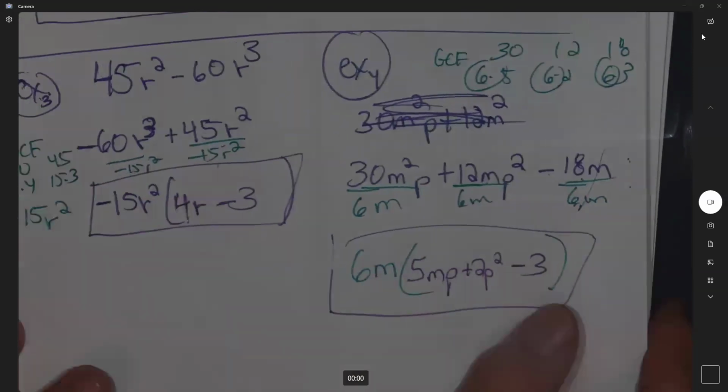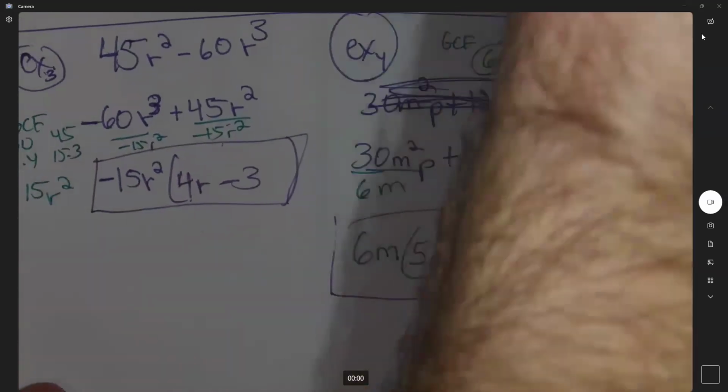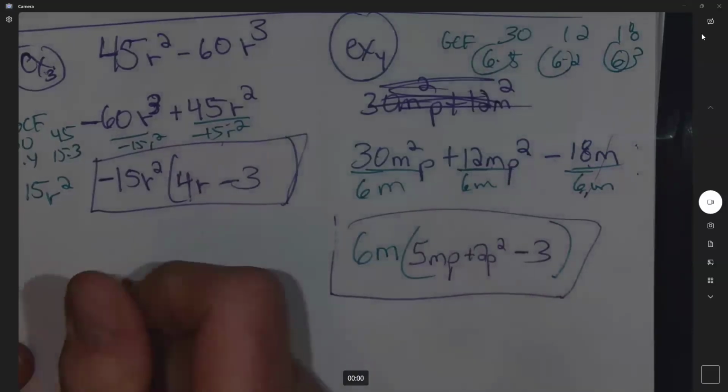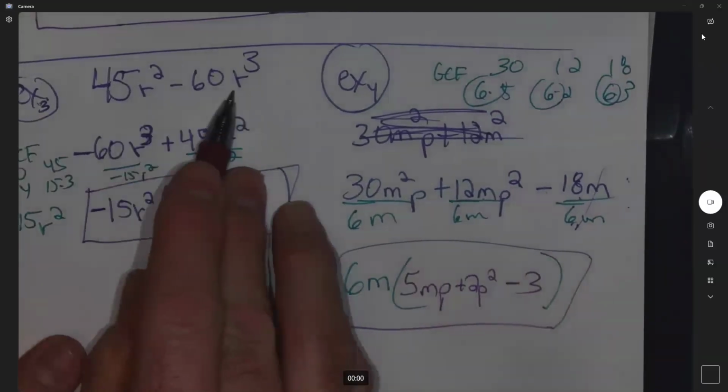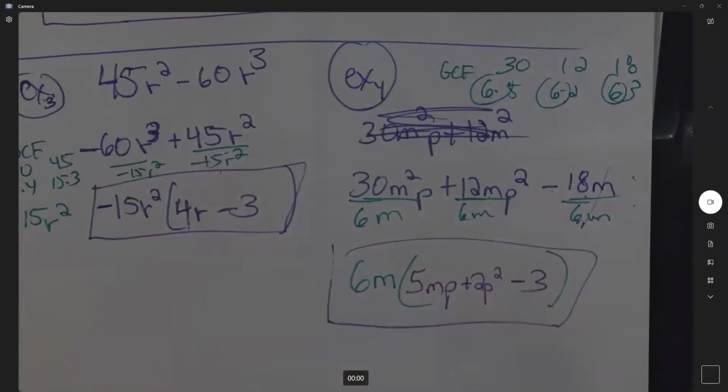The next clip that you'll see will be about factor by grouping. That is where we actually have 4 terms in the polynomial. So instead of a trinomial or a binomial to start, we'll actually start with 4 terms.